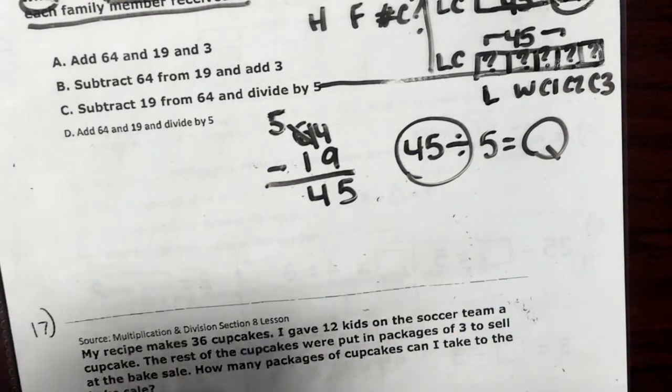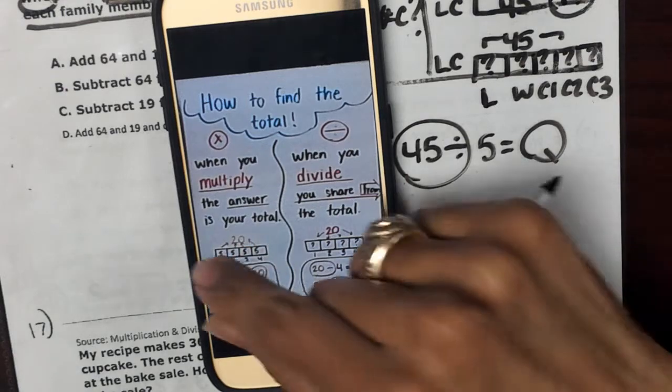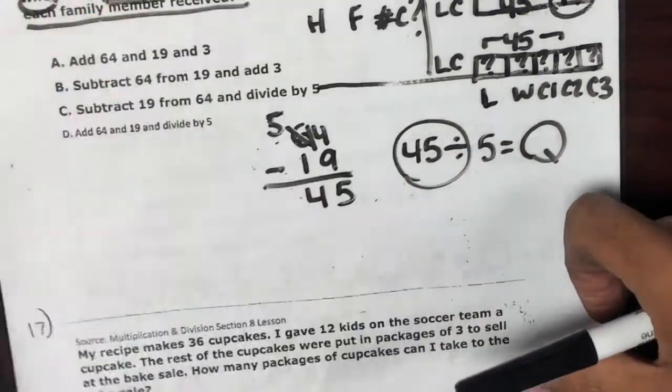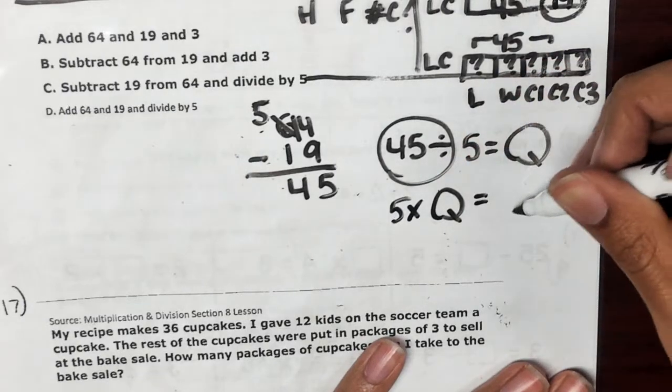Now I can use the multiplication side. When you multiply, the answer is your total. So that should go at the end now. Because something times 5 is going to equal 45.